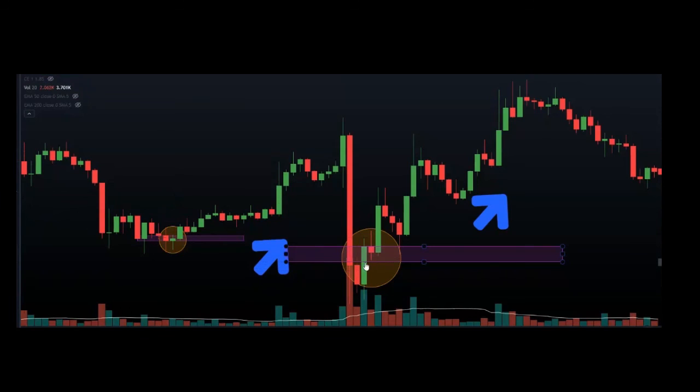Here is another example of long trade using this strategy. There will be a lot of such opportunities in the market. If you know price action well, then our winning ratio using this strategy can be 70 to 80%.